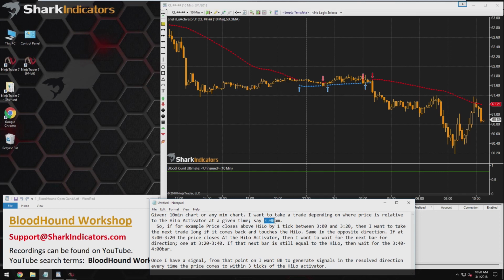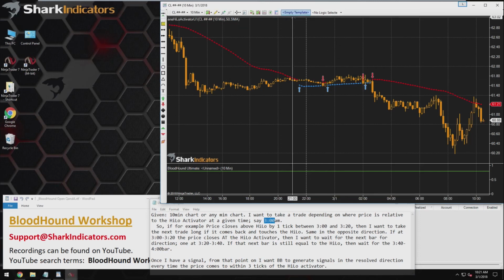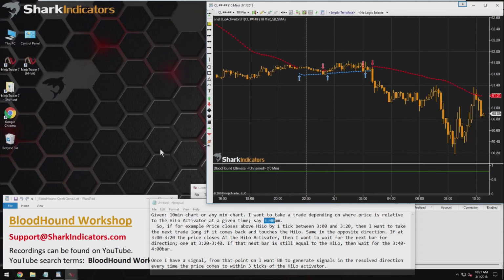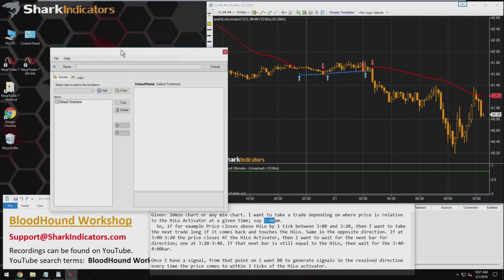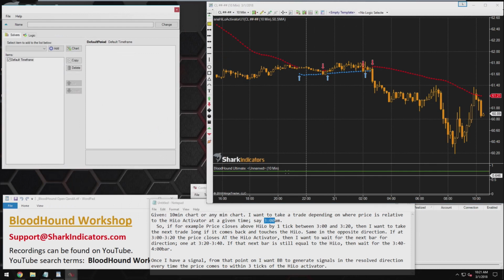Okay, so we're looking again. We're building towards generating signals at the 3 a.m. bar, telling us whether price is above or below the high-low activator at that 3 a.m. time. So, we can get BloodHound open now. Use the button at the top of the chart to open up BloodHound. And of course, I already had BloodHound on my chart to start with.